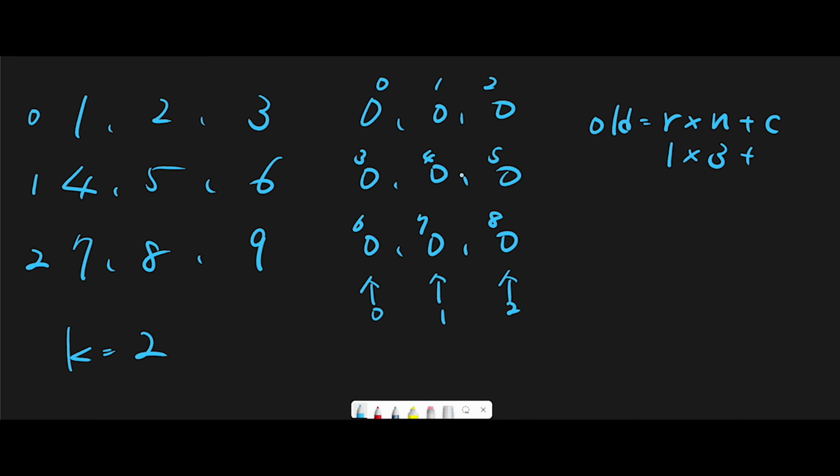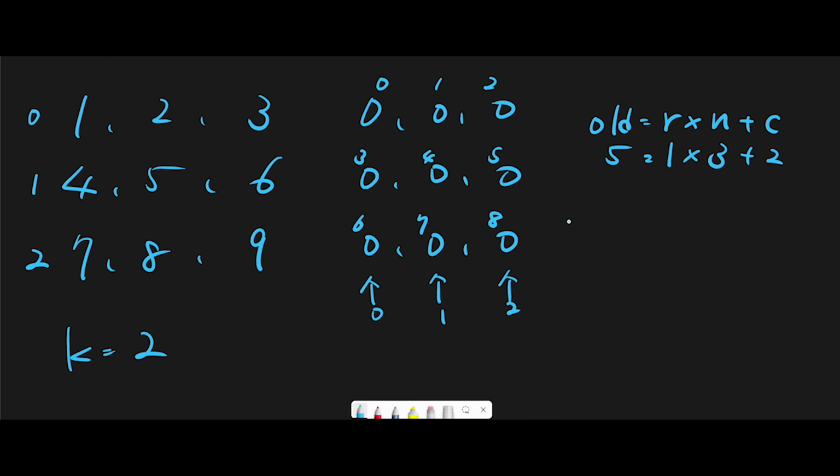So in this case, 5 is column 2, so plus 2. So 1 multiplied by 3 is 3, plus 2 is 5, right? Looks good.